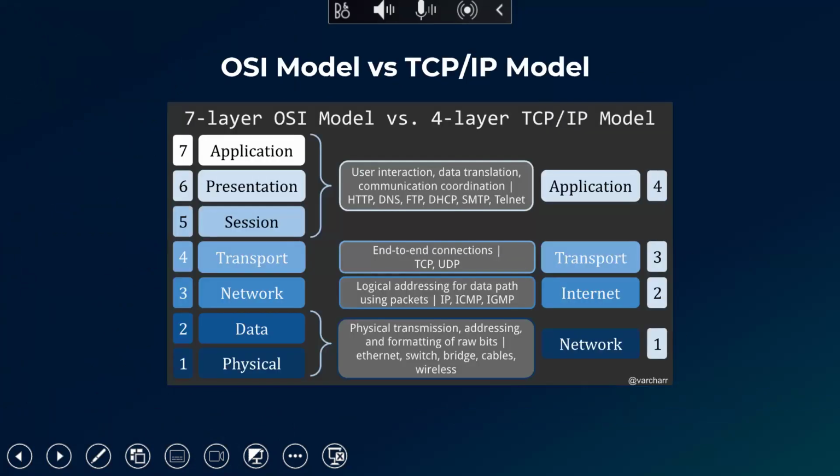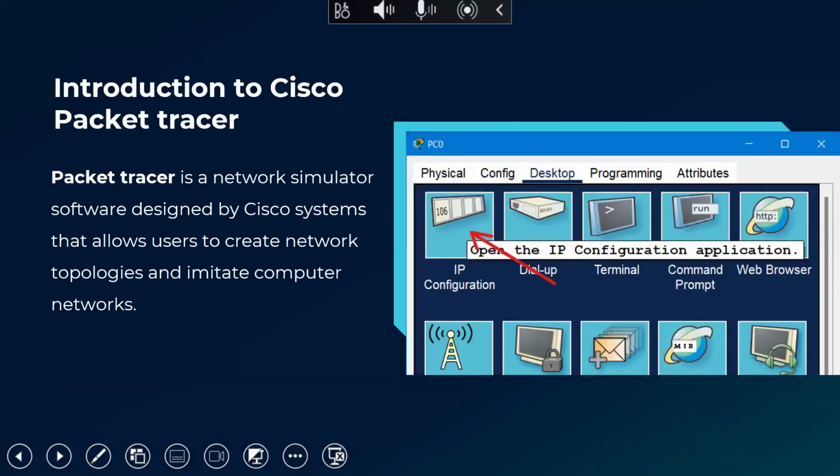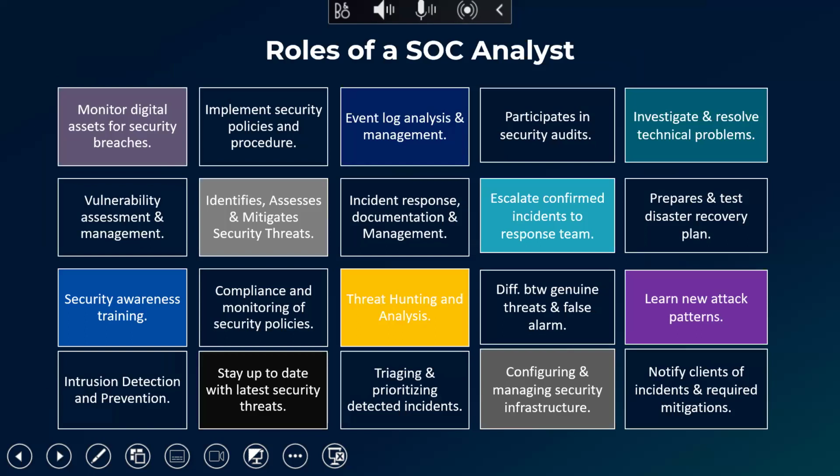OSI model and TCP/IP model. These models are very important because these are the stages that all the data we send every day goes through, from one device to the other, before we get our data connection. This is the process of data transmission. So I'll move on to the role of a SOC analyst.